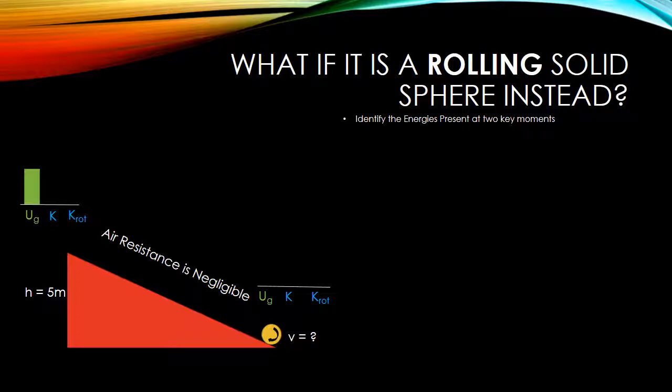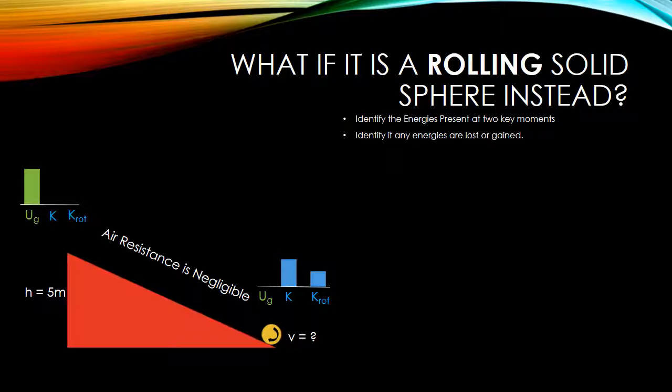Now at the beginning it's still not moving or rotating, so it's still zero, but at the end it's both translationally moving and rotationally moving. So it should have some of each. I'm not sure how much of each, I just want the total here to add up to the amount of gravitational energy I had at the beginning.